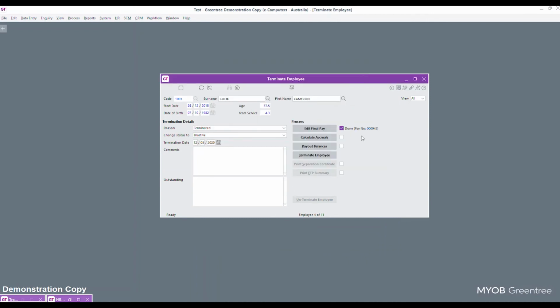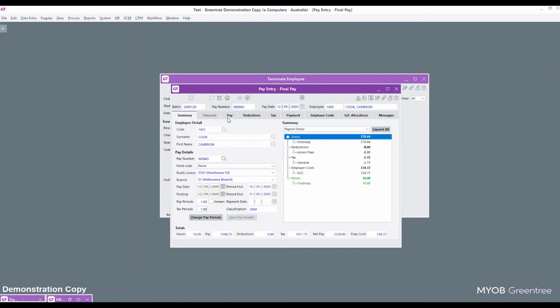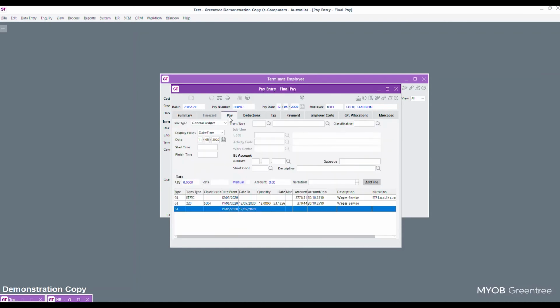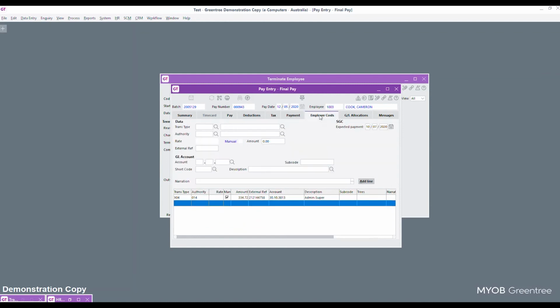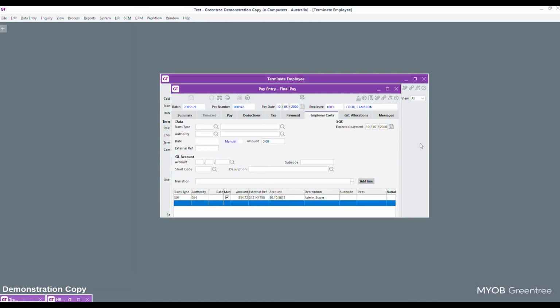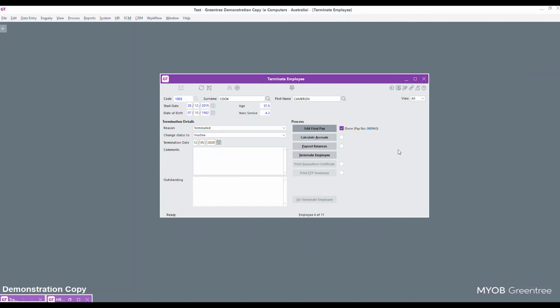And now we'll go in here and look at his pay again. So we'll look here and we'll notice that the ETP, his pay, is there, and everything's saved. Right, so now we need to calculate his accruals. We go to the second button here and we'll calculate accruals.